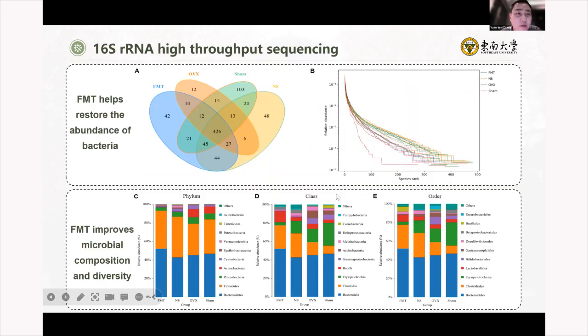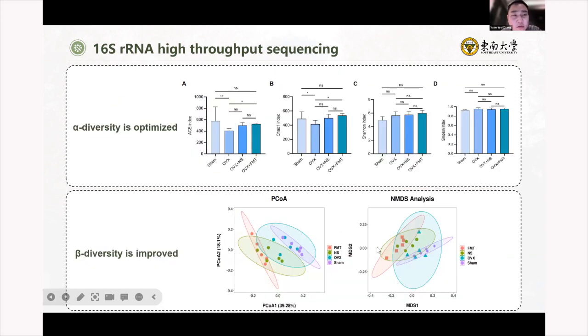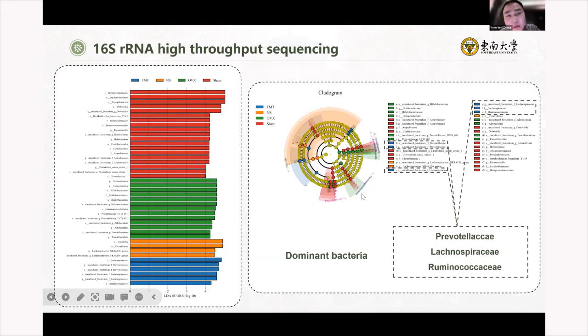Next, we completed 16S rRNA high-throughput sequencing, and we detected that FMT helps restore the abundance of microbiota, and FMT improves the microbial composition and diversity. Next, we also detected the alpha diversity and the beta diversity. We have seen the alpha diversity is optimized and the beta diversity is improved. Next, we also analyzed the results from the sequencing. We have seen that these three microbiota have been the dominant microbiota.